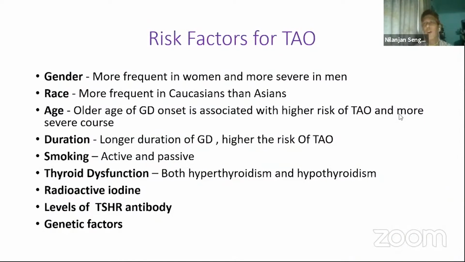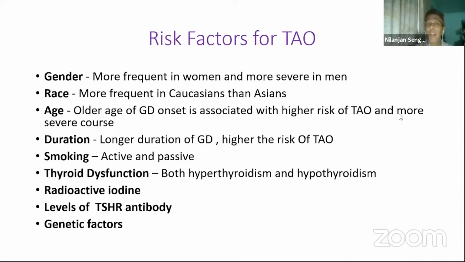What are the risk factors for thyroid-associated orbitopathy? It is more frequent in women, but the severity is more in men. Though Graves' orbitopathy is more common in women, should it occur, it runs a more severe course in men. It is more frequent in Caucasians than in Asians. Age, duration: the longer the duration of Graves' disease, the higher the risk of TAO. But having said that, I have told you the two diseases may run an independent course. Smoking is a definite positive risk factor for aggravation of thyroid-associated orbitopathy.